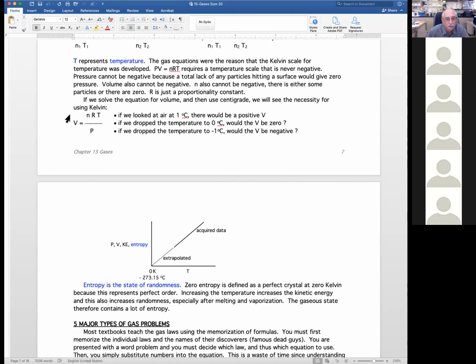So look what happens. I solve for volume, for example, right? Say we're looking at air at 1 degrees. You got 1 degrees Celsius in here. That's a number, that's a number. They're all positive numbers, right? So you get a value for the volume. Then you drop the temperature down to 0, and all of a sudden the volume becomes 0? Doesn't make any sense. Say you drop it down to -1. Then you have a negative volume? What the heck is that? So they needed a temperature that was always going to be positive.